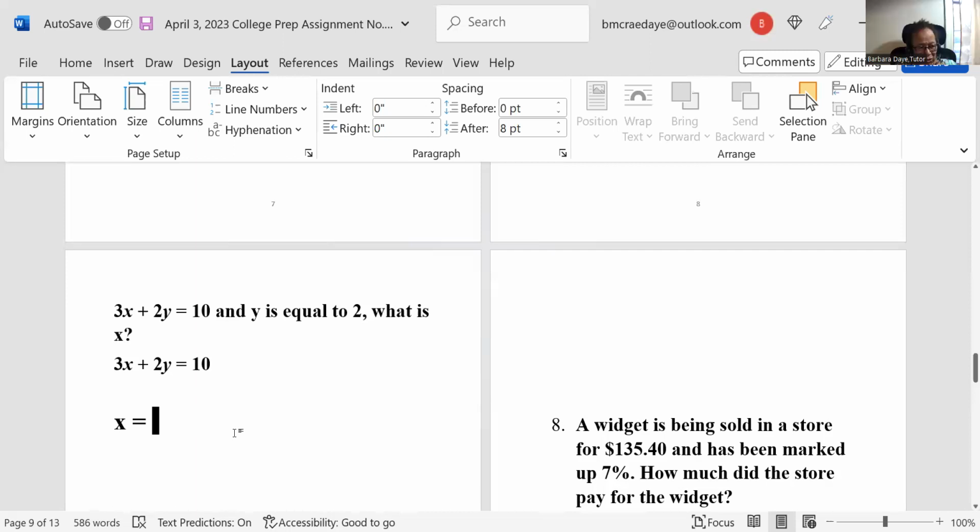y is 2. So substitution of the variable y, the number 2. So 2y becomes 2 times 2. Not plus, Maureen, I said times. Okay, very good, because that's a multiplication. Times 2. Equals.